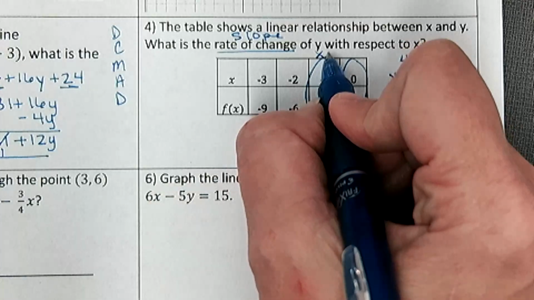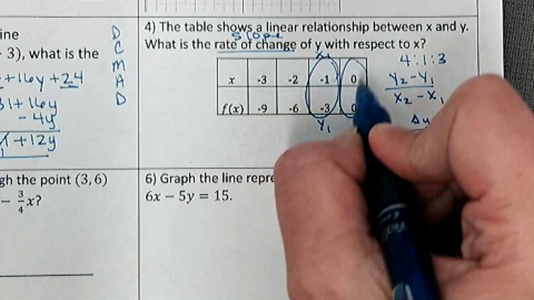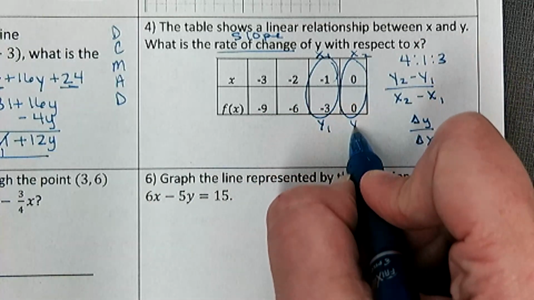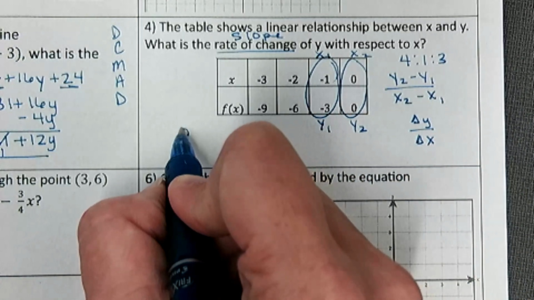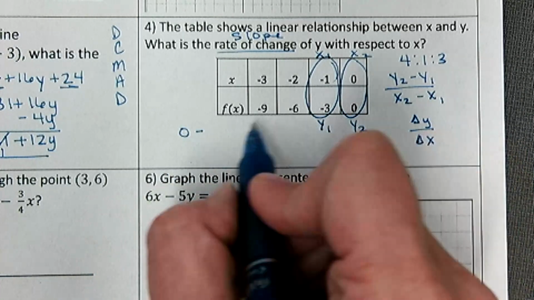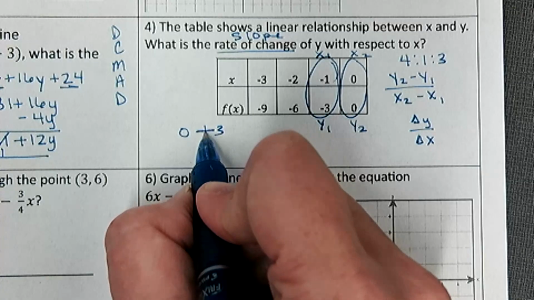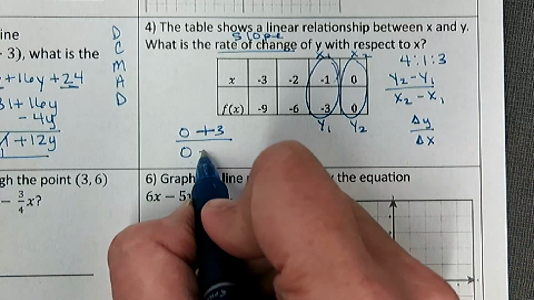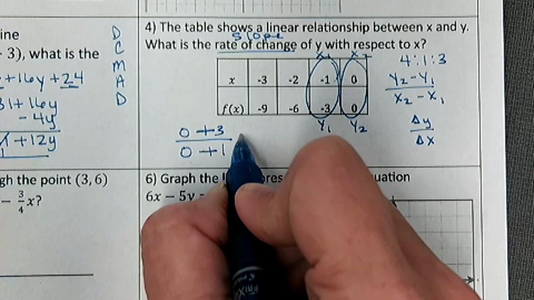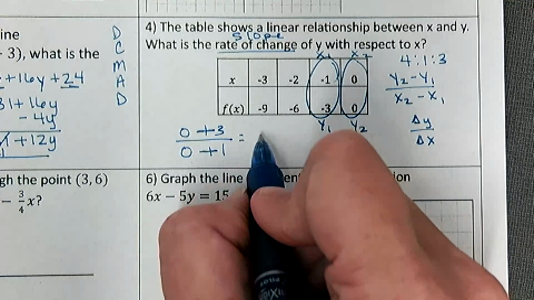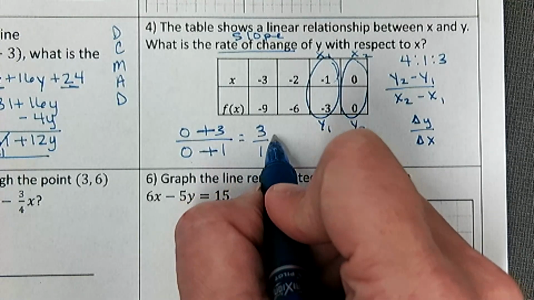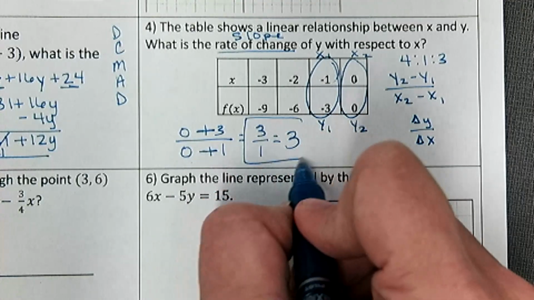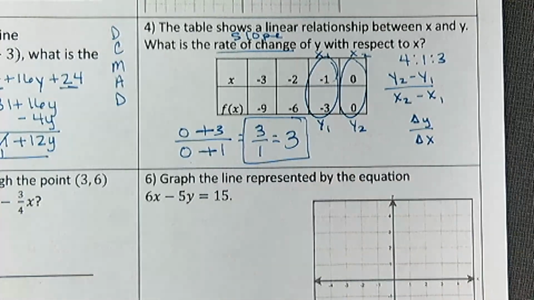So here's my x1, here's my y1, here's my x2, here's my y2. So 0 minus a negative 3 becomes a positive, over x2 is 0 minus a negative 1 becomes a positive. You could put that in your calculator if you wanted. 3 over 1 is just 3. You could write either answer.